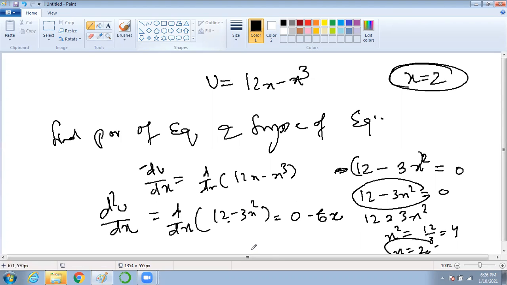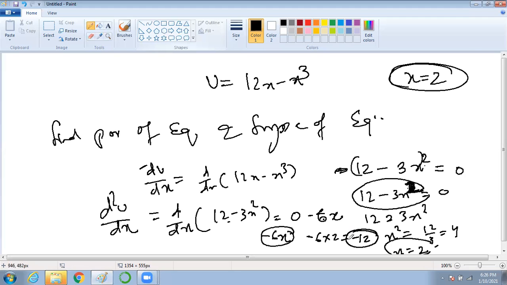Oh, I'm sorry. This is x cube, no? Oh, sorry, somewhere I made a mistake. It is 3x square. Correct. So this will be 6x. So minus 6x, and I have to substitute at x equal to 2. You have to substitute the value of 2. So 6 into 2 is equal to minus 12.